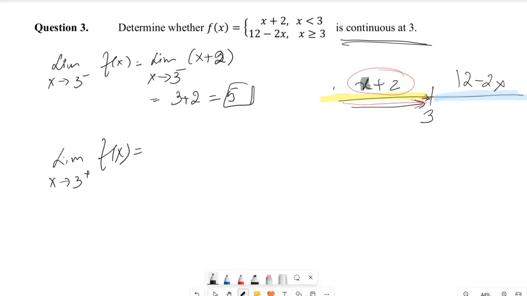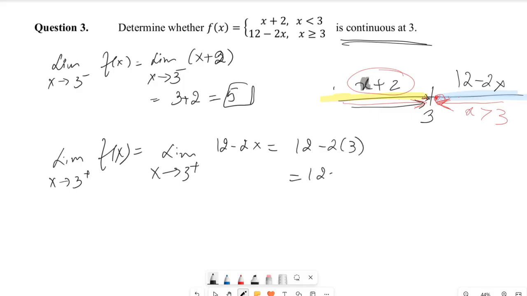Limit of the function as x approaches 3 from the right hand side. Right hand side meaning we are reaching 3 from the right hand side. That means we are getting very close to 3, but we are still on the right hand side. If we are on the right hand side, that means x is more than 3. Therefore, the function used to find this side of the limit would be 12 minus 2x. So now you put 3 in there. 12 minus 2 times 3. 12 minus 6 is equal to 6.